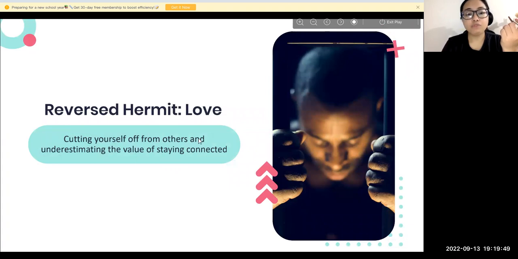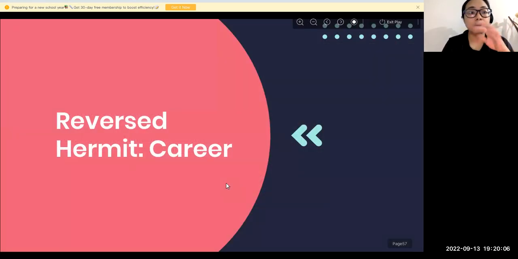Cutting yourself off from others and underestimating the value of staying connected. One very important thing: maybe you're dealing with depression. So if the hermit is coming in reverse, it is a sign of a mental health breakdown or depression, that you are cutting off from people, living aloof, and not ready to mingle with people.